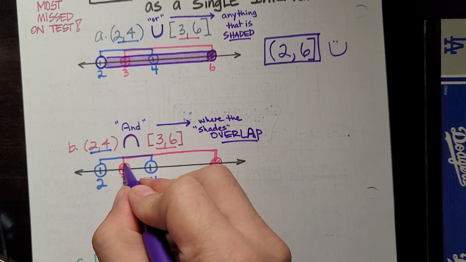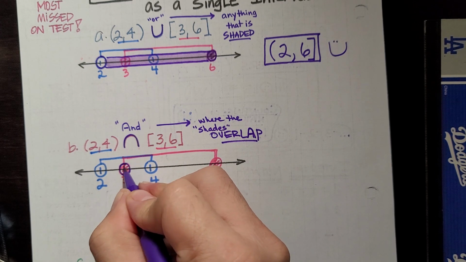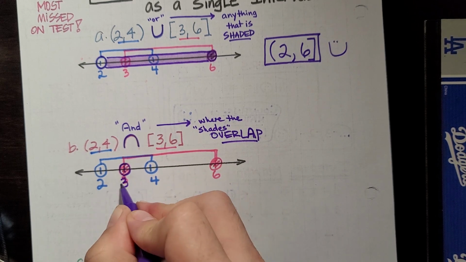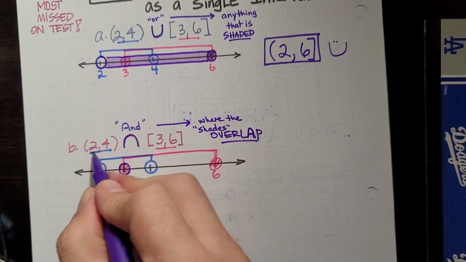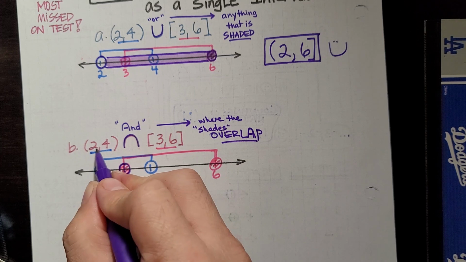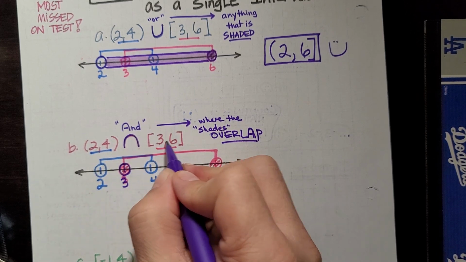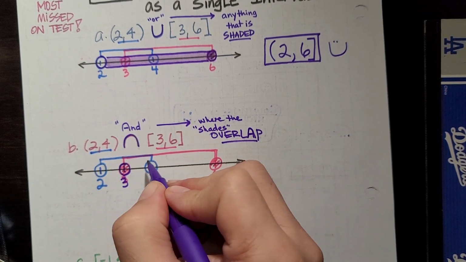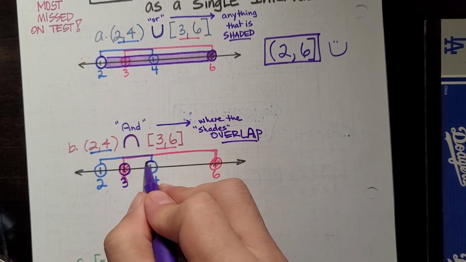So what this is saying, it starts at 3. Is 3 included in both of them? If you're not sure, go back over here. Is 3 in between 2 and 4? Yeah. Is 3 between 3 and 6, including 3? Yes. I'm going to go from 3 to 4.